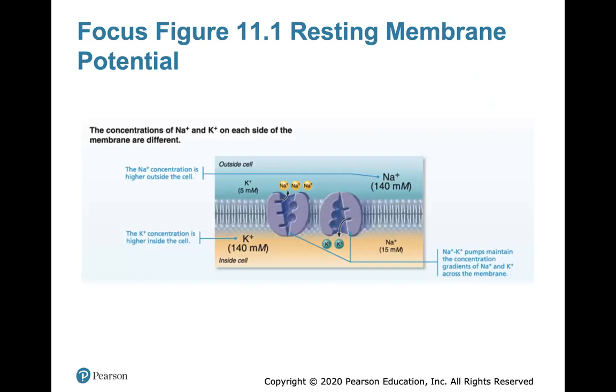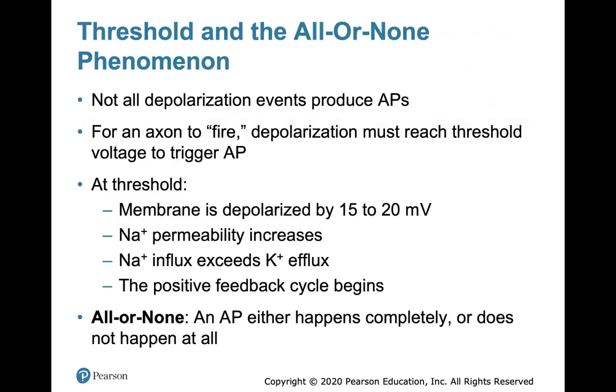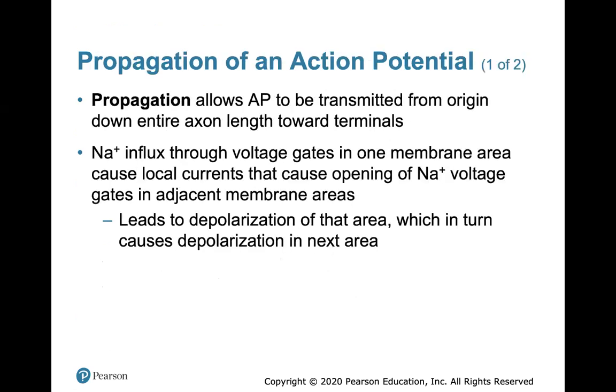All right, resting membrane potential, and this takes us through. So the threshold and the all or none phenomenon is really important. Not all depolarization events will produce an action potential. And for an axon to fire or send its message down, depolarization must reach the threshold. And the threshold is when the membrane is depolarized by about 15 to 20 millivolts. And the all or none response refers to when an action potential will either happen completely or not at all. And an action potential will happen completely if the threshold is reached.